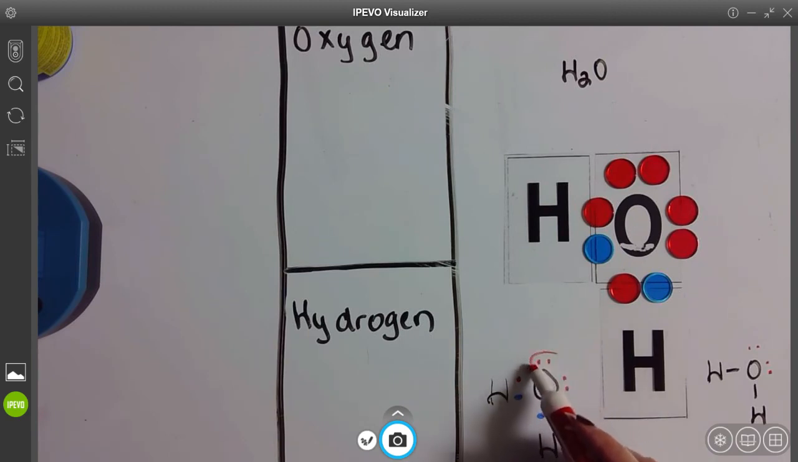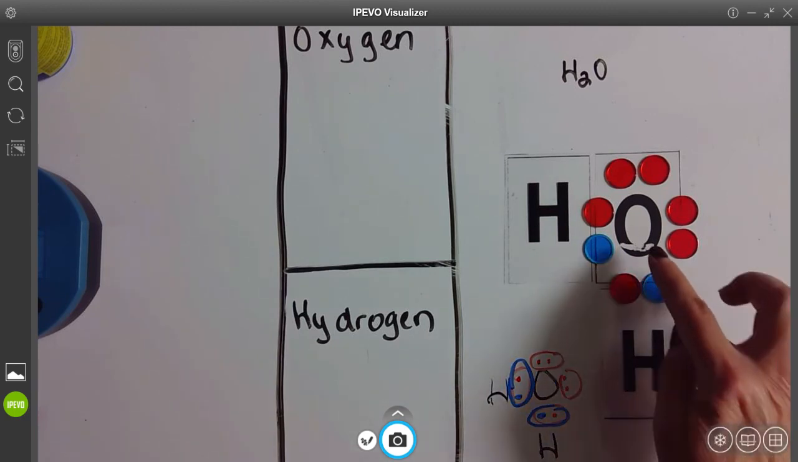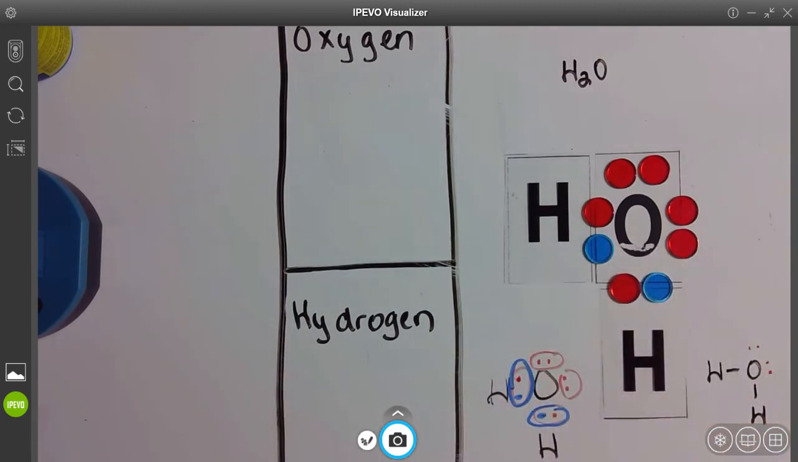So if I look at oxygen, it has 2, 4, 6, 8, which would look like its nearest noble gas, which is neon. And hydrogen, each hydrogen has 2, and it looks like its nearest noble gas, which would be helium. Okay. All right, so this is our first example of having more than 2 atoms bonded to what we call the central atom. So the central atom is what everything else bonds to. So in this case, oxygen is my central atom.